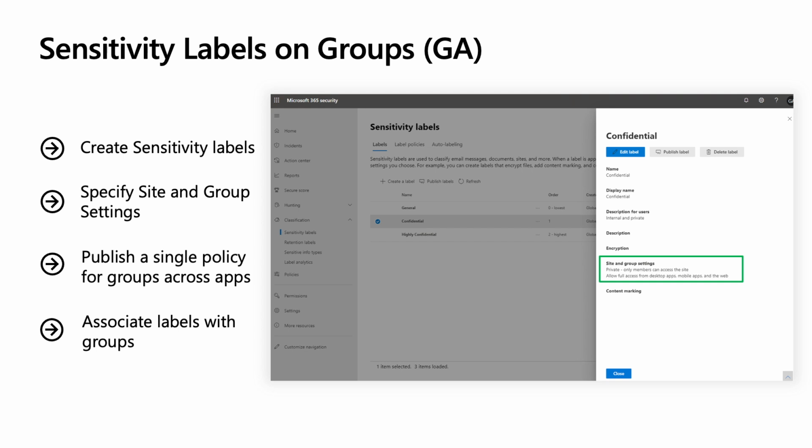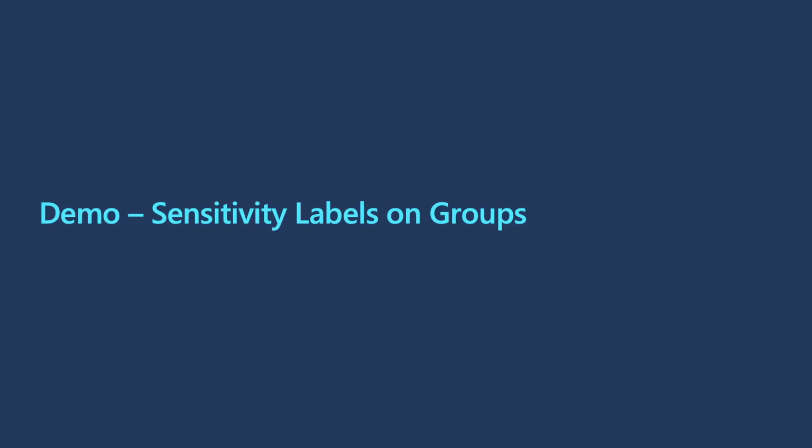So, how do you use this feature? You can create sensitivity labels in the Security Center or Compliance Center. While creating the label, select appropriate group privacy and external user settings. Then go ahead and publish the labels by selecting labels you just created. Once the labels are published, end users have to just pick the right labels based on the sensitivity of the group they are creating. Let me walk you through a demo to show you how this works.